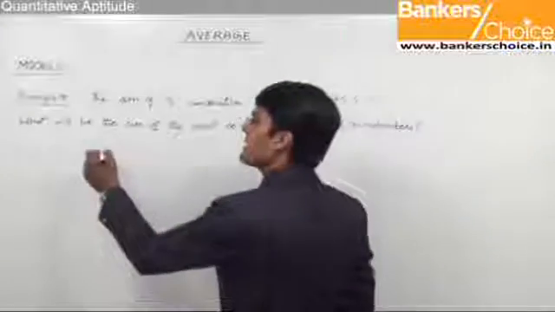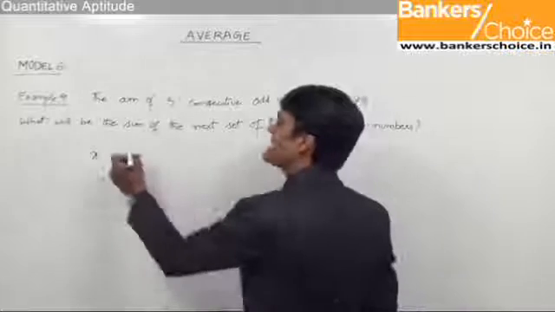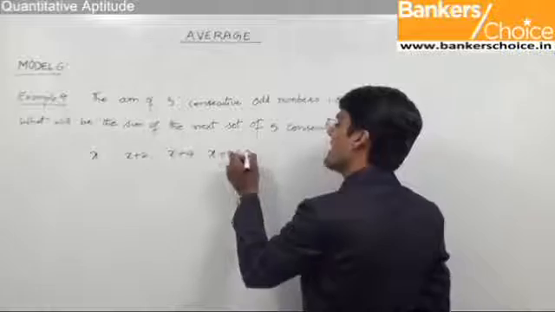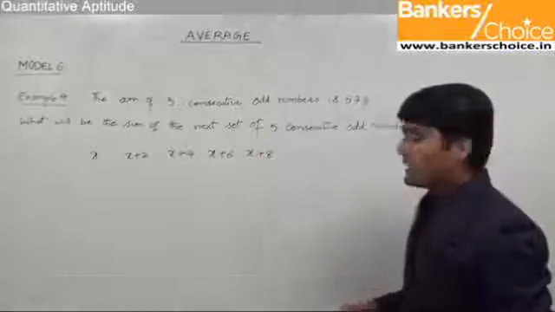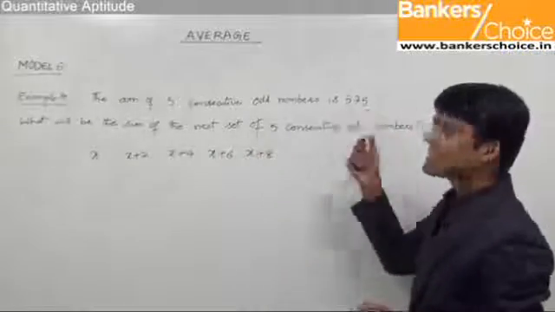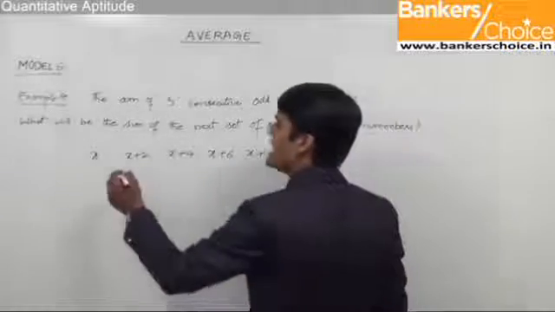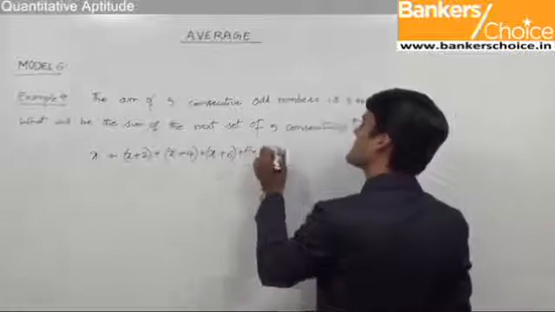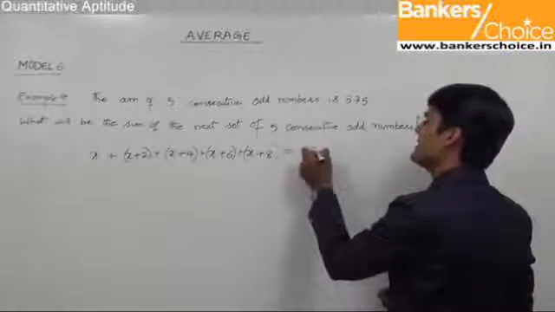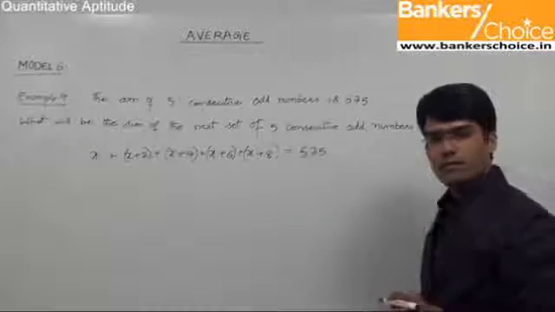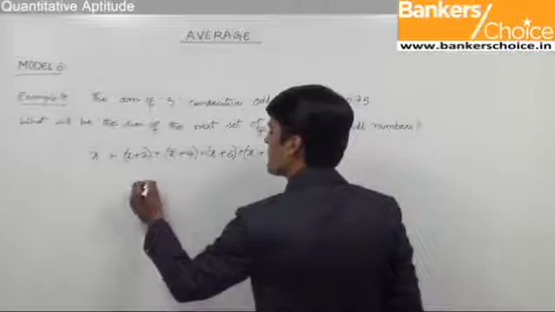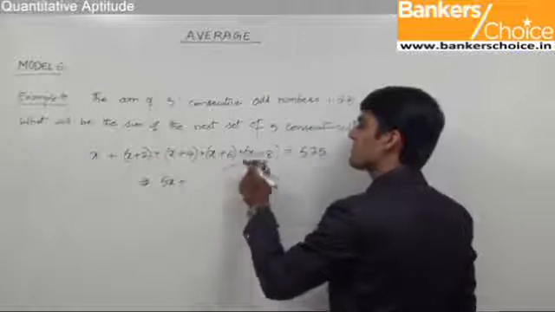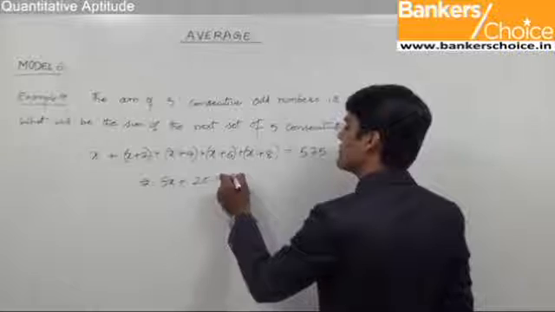Now as discussed, 5 consecutive odd numbers can be taken as x, x plus 2, x plus 4, x plus 6 and x plus 8. And the sum of these 5 numbers is given as 575. So we can say that x plus (x plus 2) plus (x plus 4) plus (x plus 6) plus (x plus 8) is equal to 575. Now by solving this equation we get 5x plus 2 plus 4 is 6, plus 6 is 12, plus 8 is 20, should be equal to 575.